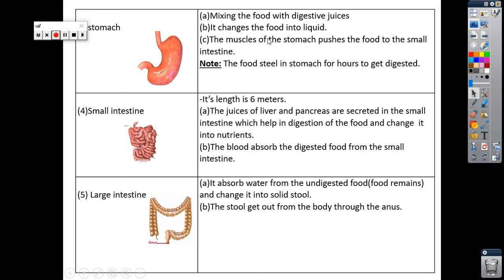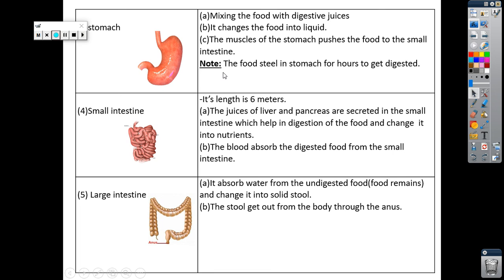See, the muscles of the stomach push the food to which part? To the small intestine. So what is the function of the stomach? Mixing the food with the digestive juices. Why? Because the digestive juices change the food into liquid. So those are the two functions of the stomach. Then the stomach pushes the food into the small intestine.